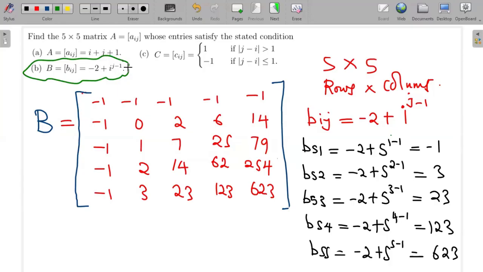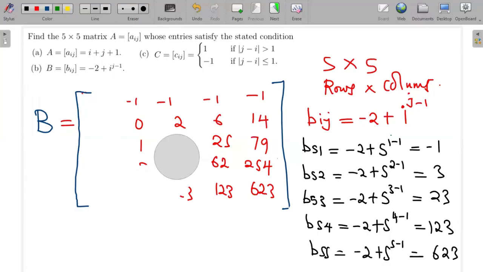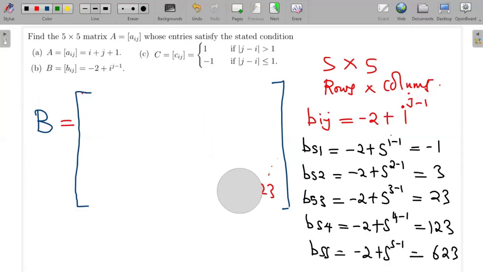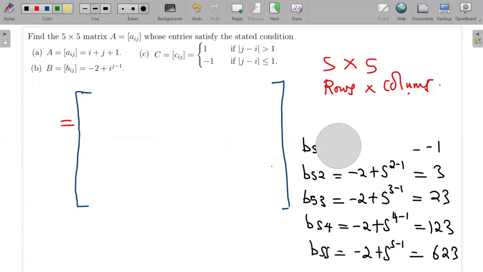Okay, let's try to do part C. So part C, we have to pay attention to the rule that we've been given, because it's not as direct as parts A and B were. Okay, so let's look at C now.